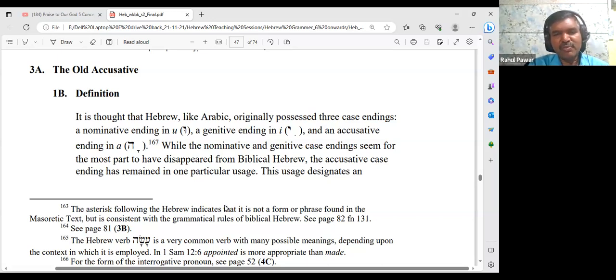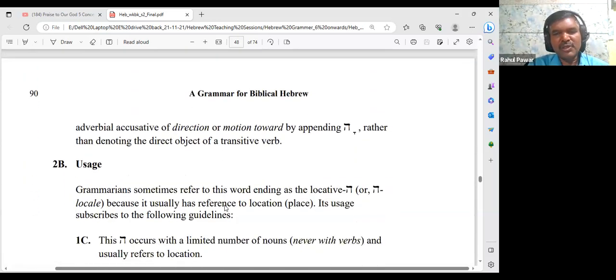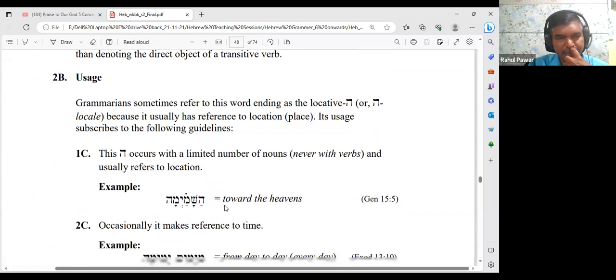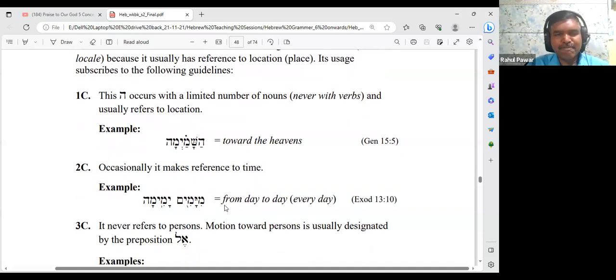So some examples of the accusative ending, that is qamets hey, we are going to use. Generally, we have learned that the qamets hey is used for feminine ending, but here in its usage, sometimes when there is a qamets hey, it is considered to be a locative hey, or it is sometimes used in reference to time. Now see its uses. This hey, that is qamets hey, occurs with a limited number of nouns, never with verbs, and usually refers to location.